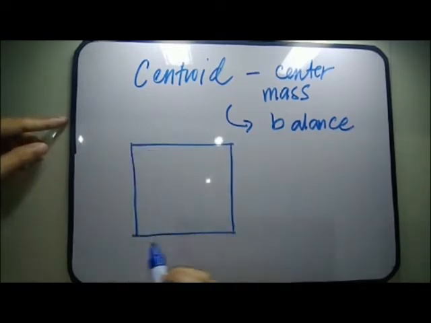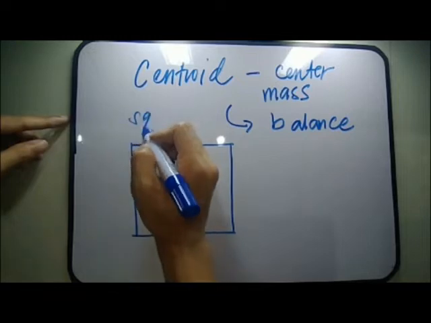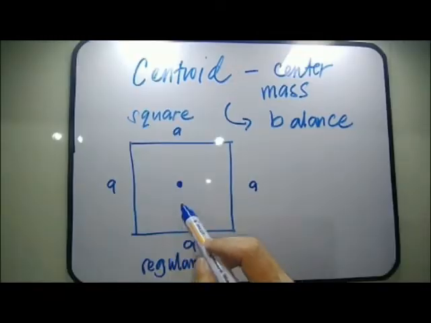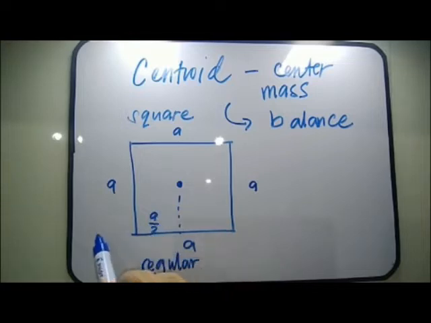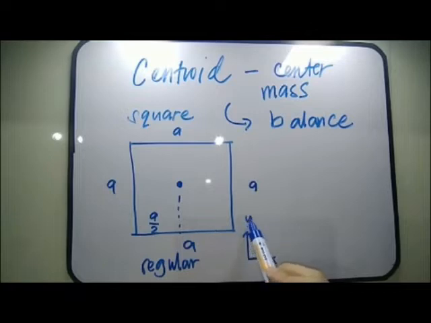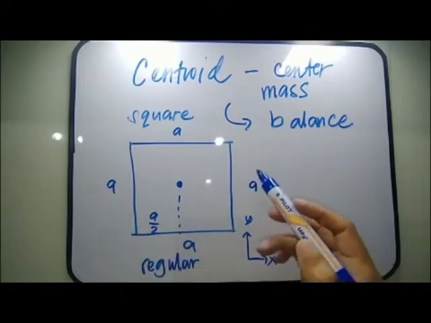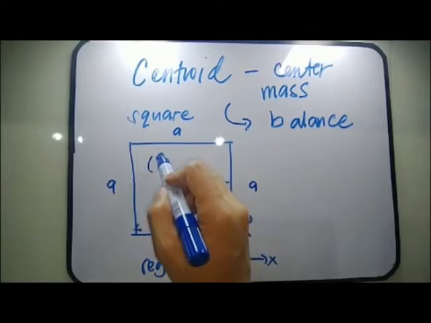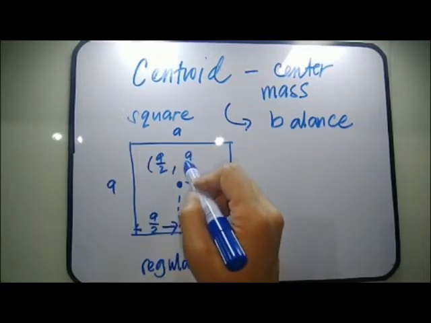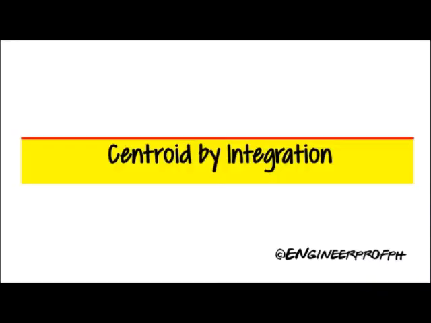For example guys, meron tayo ditong square which is a regular shape. By inspection, we can say that the coordinates of the centroid, if this is in the Cartesian plane, you have here a over 2 and a over 2. So 1/2 lang nung length ng sides niya. So it's very obvious here that the centroid is at a over 2 and a over 2. So what about if you're dealing with irregular shapes?